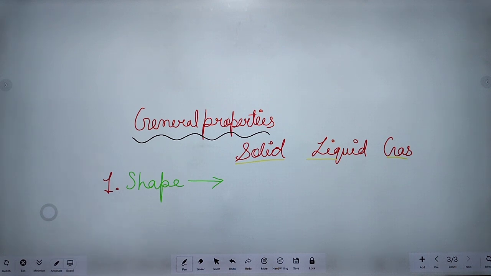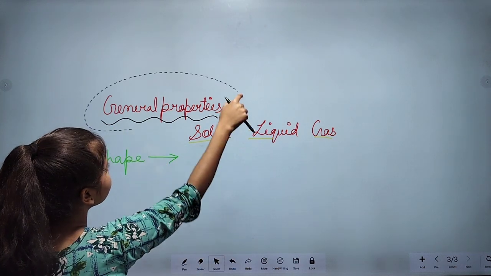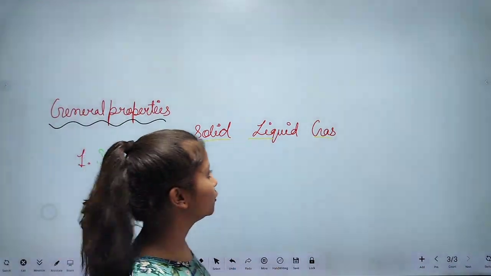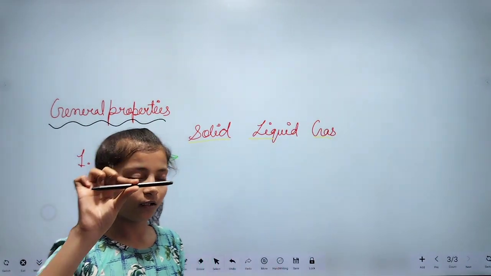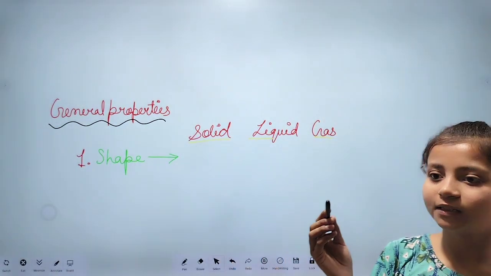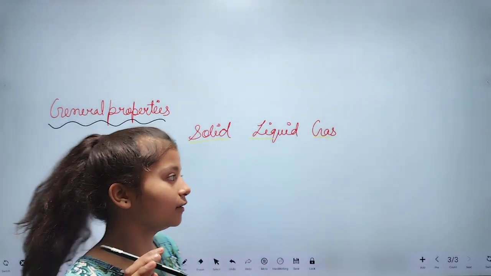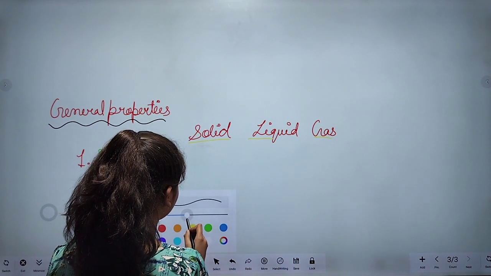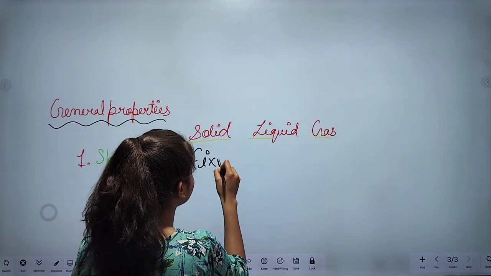So shape of solid is generally fixed. You all know that solid is generally fixed. Like this pen is a solid. Example of solid that it is fixed. It is not possible that today it is a solid and tomorrow it becomes liquid. It is solid, so it is still solid. Okay, so its shape is fixed.